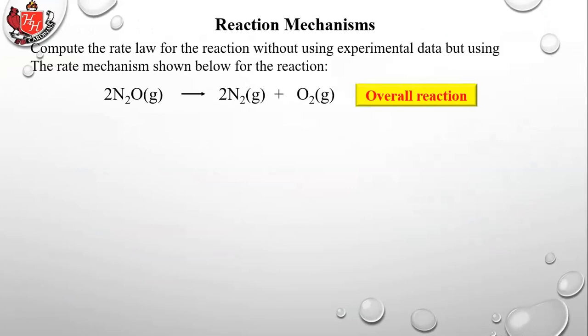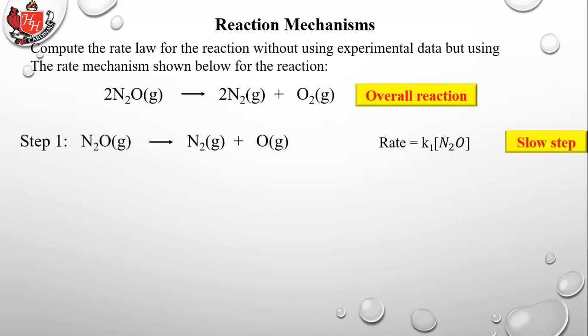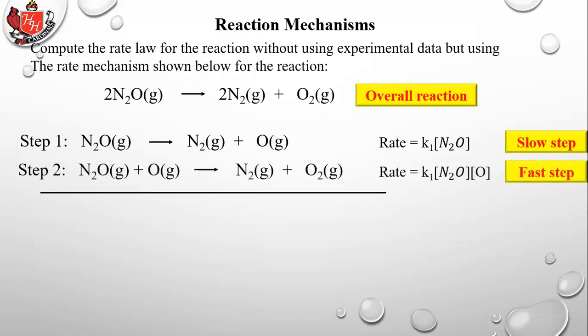So compute the rate law for the reaction without using experimental data, but using the rate mechanism shown for the reaction below. So there's the overall reaction. So step 1, you're going to take one of the N2Os and break it into N2 plus O. Then in step 2, you're going to take the other N2O and you're going to take the O out of step 1 and combine that to produce N2 plus O2.